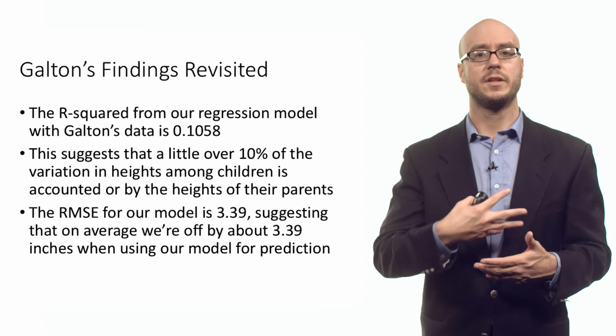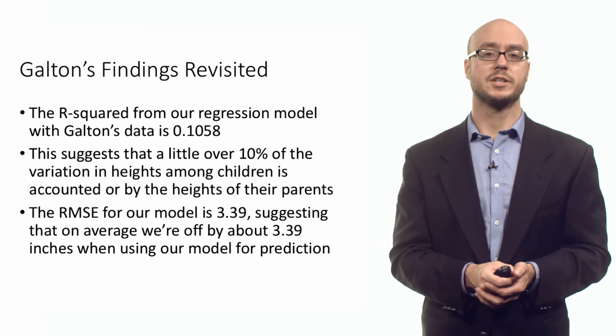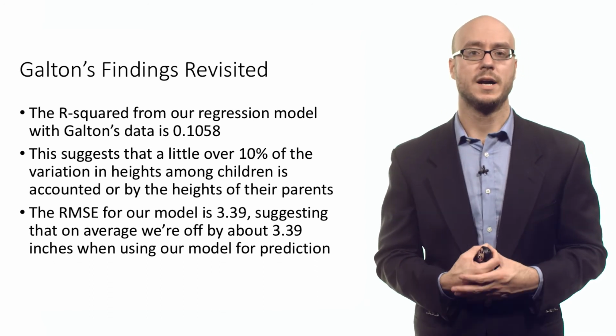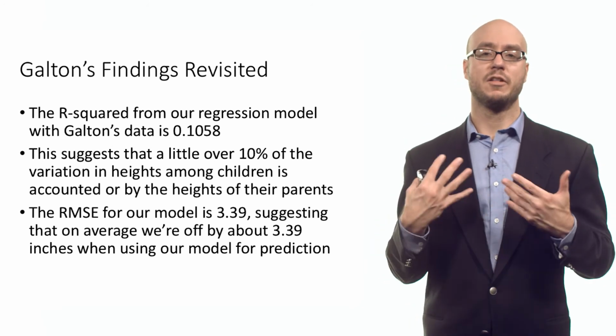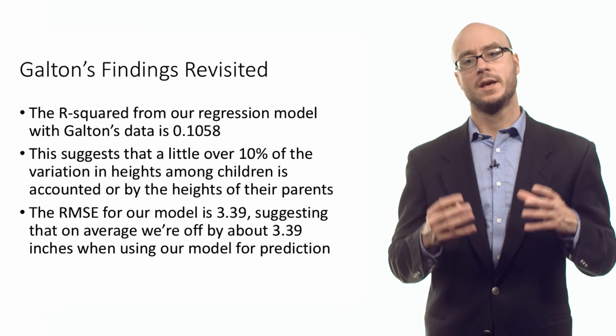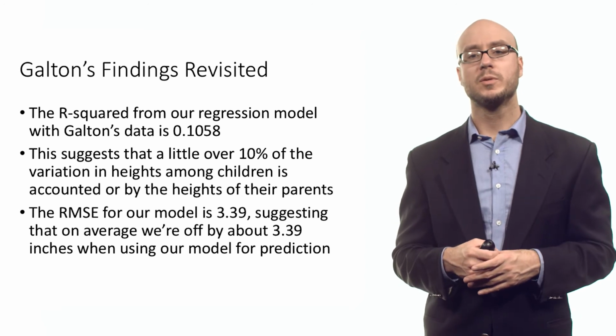It suggests that there's a lot of other causes, potentially, of variation among heights of children. Nutrition might be another one. You might have other genetic causes. The other factor is the root mean square error.